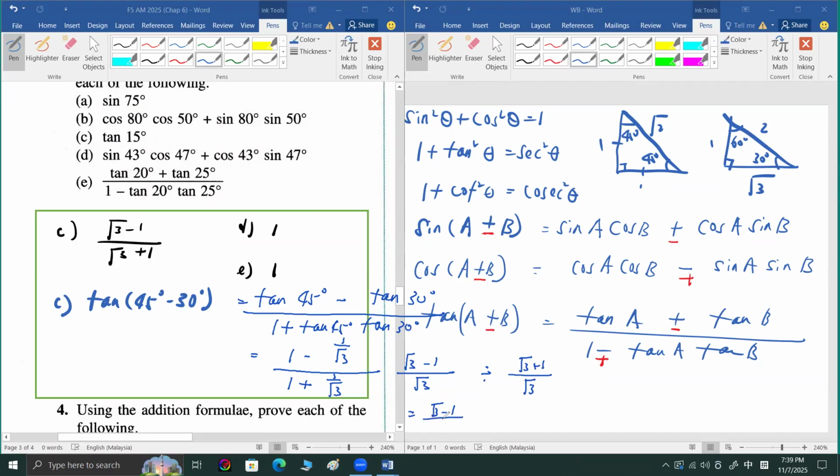Okay, left side, I just copy, change the division to times, reciprocal. Then I simplify it, then I got this answer. Okay? And follow? Yes? Okay, next. Which one? Oh, you want to simplify.